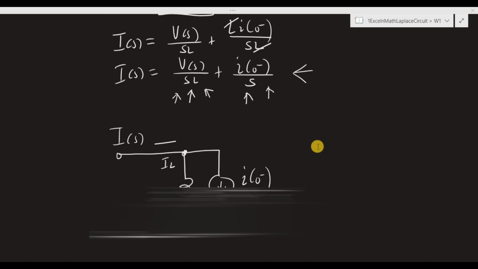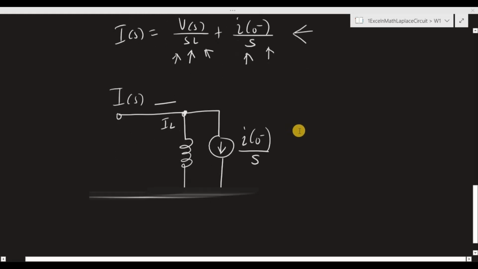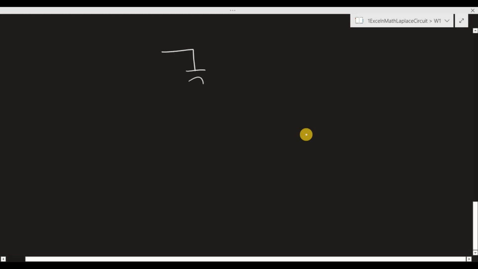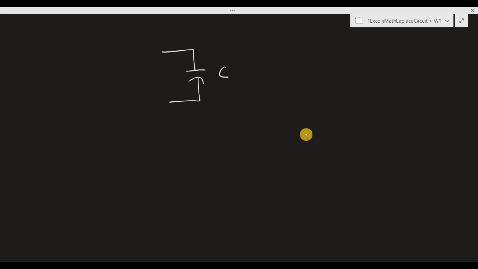Okay, let's continue with our derivation. Now we're going to derive the circuit model for the capacitor in the S domain. For example, this is our capacitor with a capacitance C. Let's say the voltage across the capacitor is V. Then the charge in the capacitor is equal to CV.